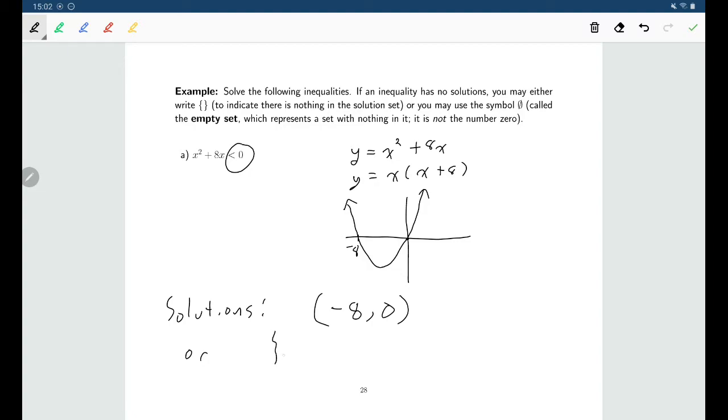And of course, if you wanted to write it in set notation, you could say it's the set of all x such that x is between -8 and 0, not including the -8, not including the 0.